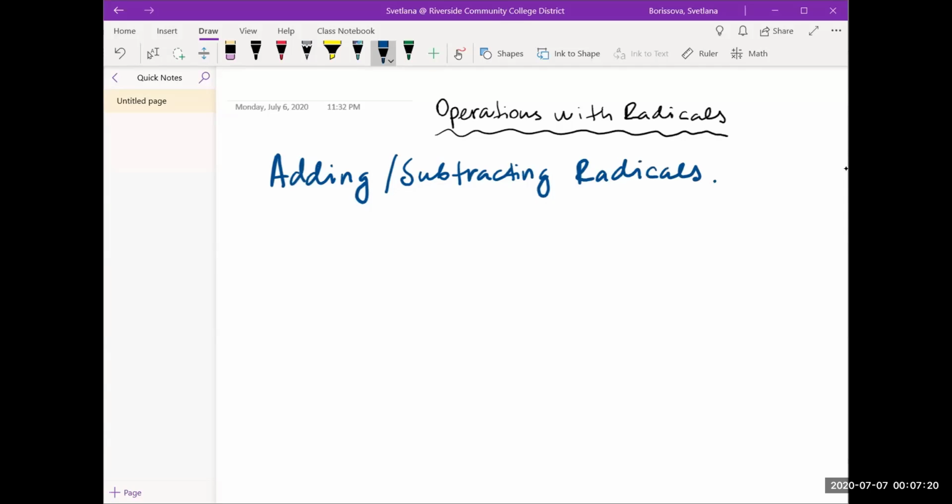Okay, so we're going to do a few examples so that I can tell you how it's done. The first example is 3 square root of 2 plus 5 square root of 2 minus square root of 2 equals something. I guess that's what we need to find.